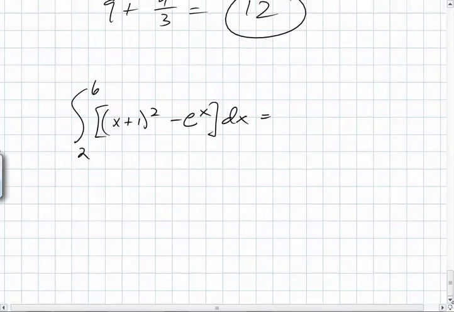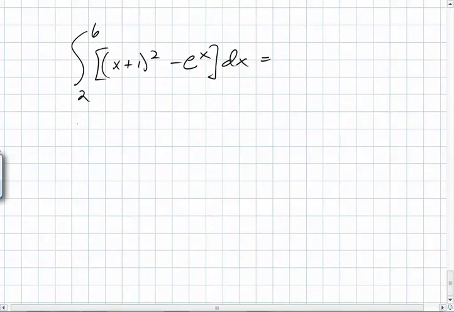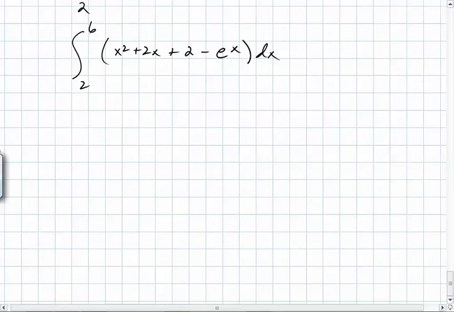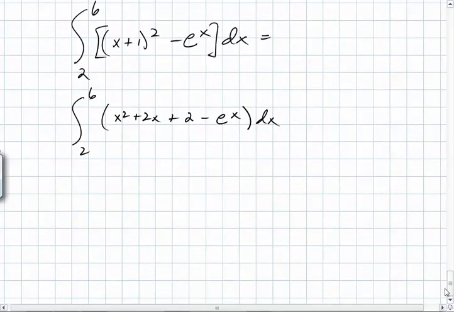Okay, let's take a look. I'll show you. So 2 to 6. You have to do it out, right? x squared plus 2x plus 1 minus e to the x. Is that it right there? What do you think? Oh, I'm not done yet. Oh, plus 1, thank you. Are we okay there? Okay, so now what do we need to do? Anti-differentiate: x cubed over 3 plus x squared plus x minus what? Because what's the derivative of e to the x?